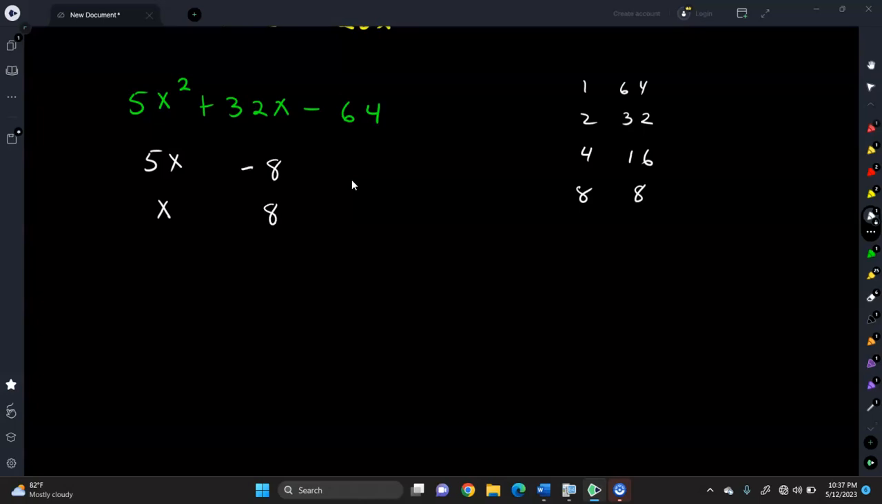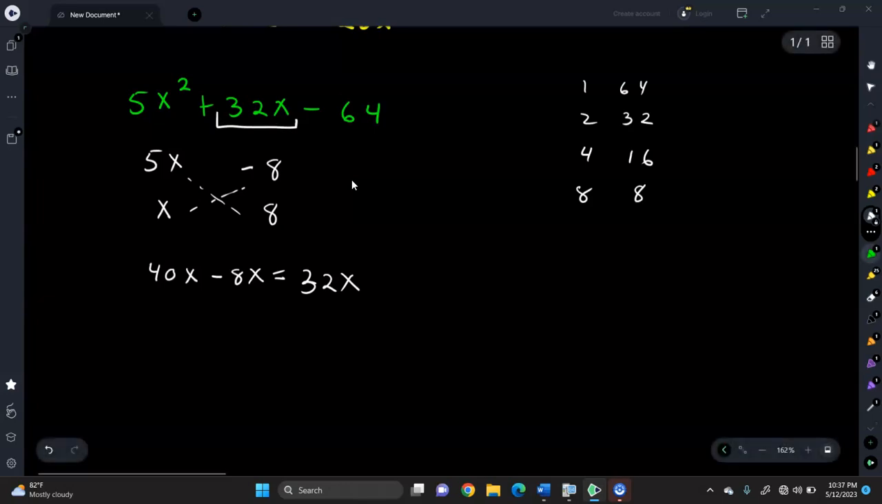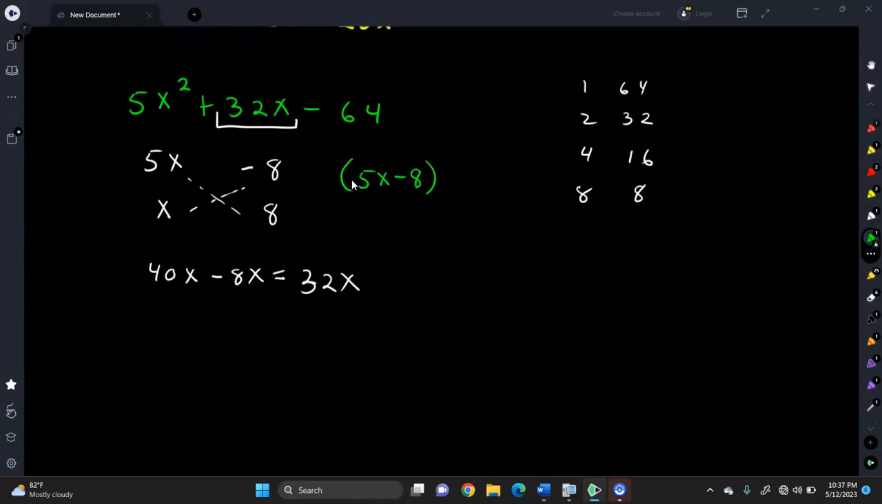Okay, we'll make one negative. Let's cross multiply. 5x times 8 is 40x. X times negative 8 is negative 8x, and we chose the right one right away. That adds up to 32x, and that's what I was looking for. So that means our factors are 5x minus 8 times x plus 8.